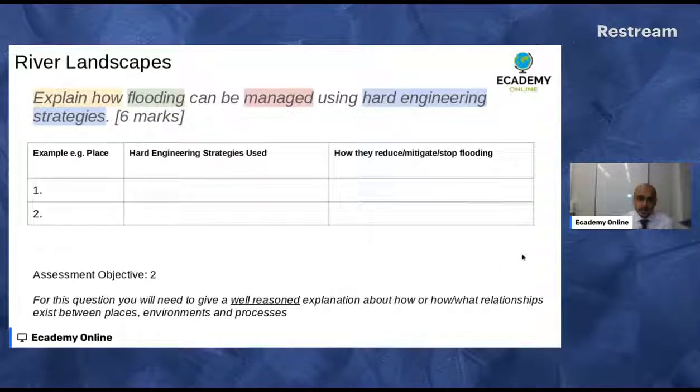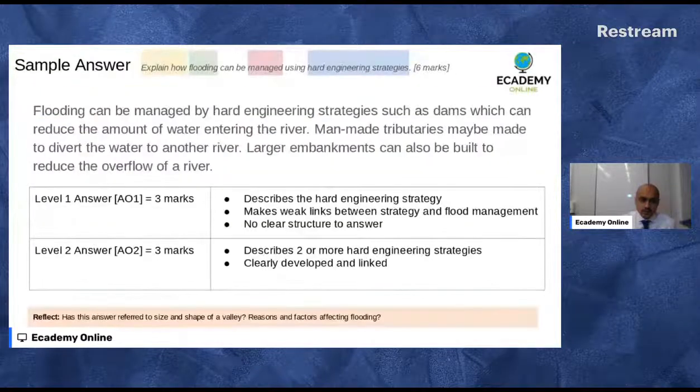Here's another answer. I'd like you to have a read through it and tell me whether it's a level 1 or a level 2 answer?